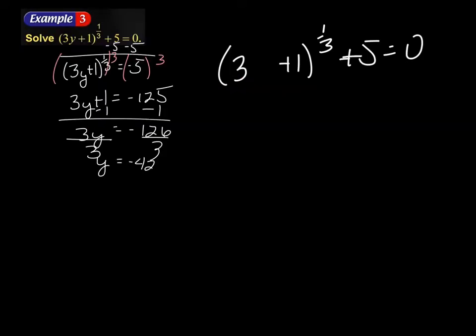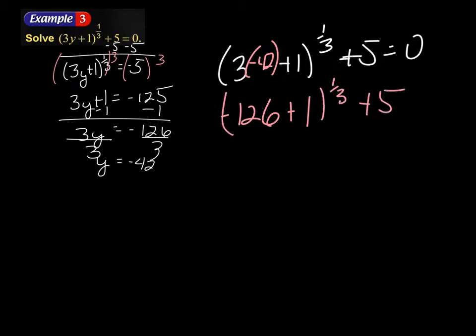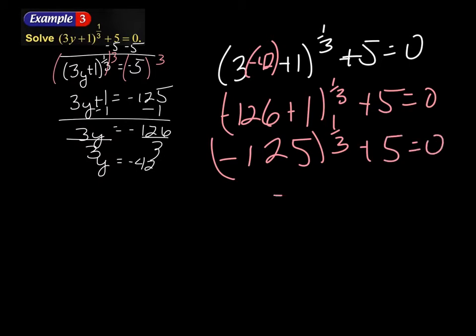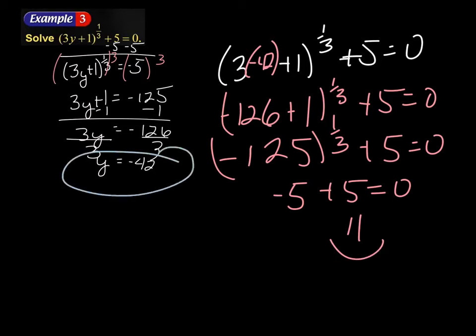And once again, we check by substituting back into the original equation. And wouldn't you know, 3 times negative 42 is negative 126. Seen that somewhere before. And when we add 1, we get negative 125, which we know the cube root of is going to be negative 5, plus 5 is 0, so my check step works, and I like my answer of negative 42.